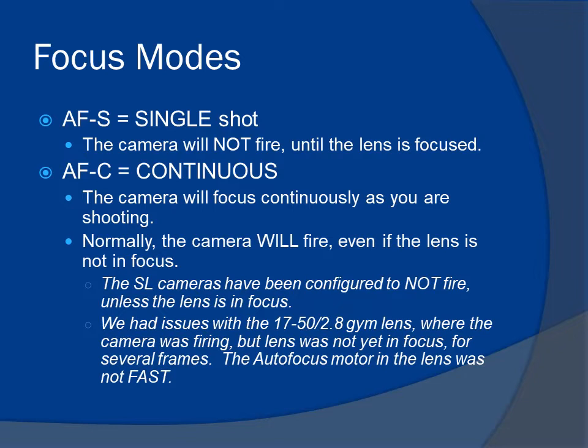The sports leadership cameras have been configured to not fire until the lens is in focus. We had issues with the 17-50 lens where the camera was firing, but the lens was not yet in focus for several frames. The problem was the autofocus motor in that lens was not fast.